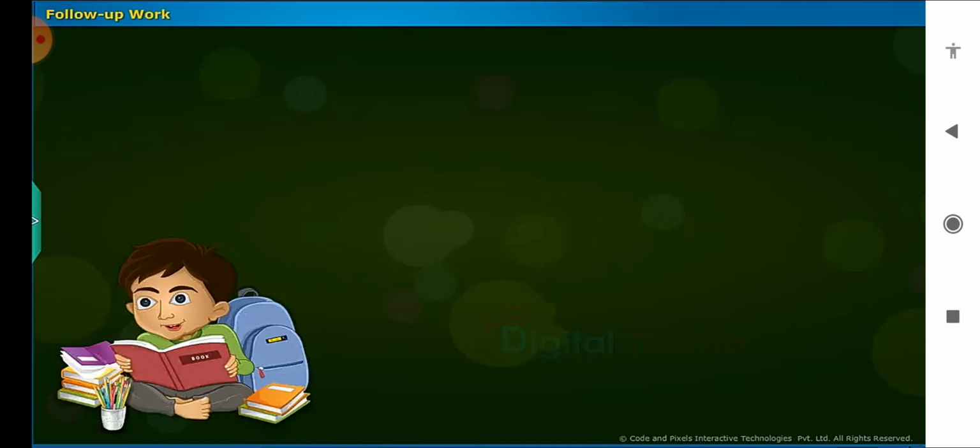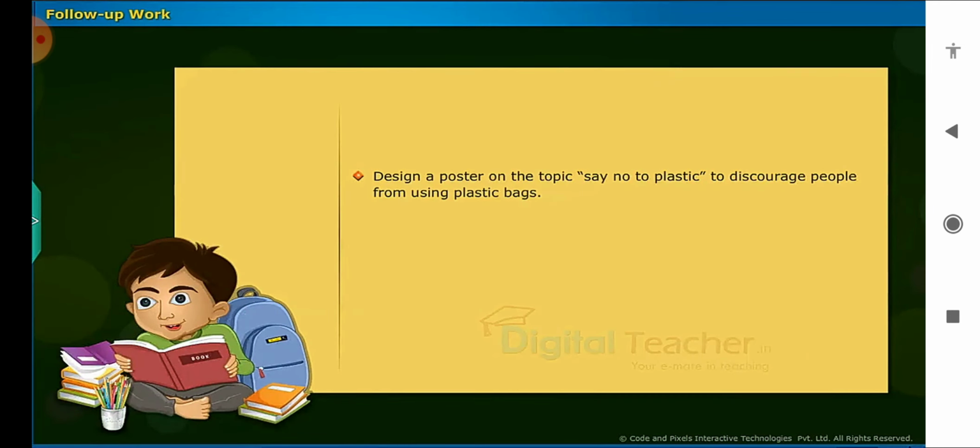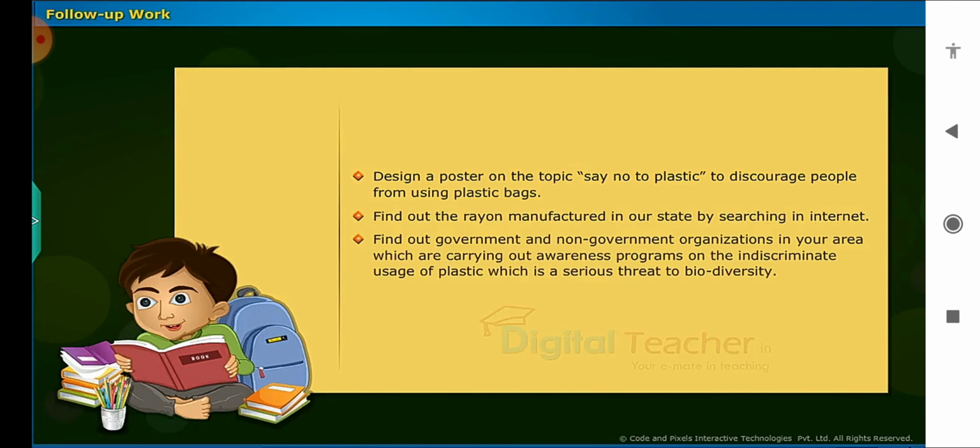Follow-up work. Design a poster on the topic Say No to Plastic to discourage people from using plastic bags. Find out the rayon manufactured in our state by searching on the internet. Find out government and non-government organizations in your area which are carrying out awareness programs on the indiscriminate use of plastic, which is a serious threat to biodiversity.